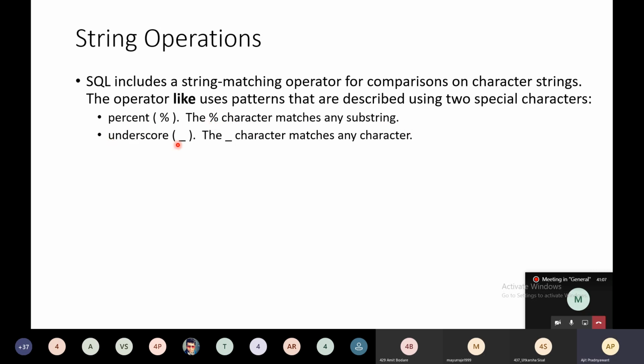Likewise, the underscore symbol is used to match any single character. SQL includes a string matching operator for comparison on character strings. The operator like uses patterns that are described using two special characters. This is the percentage, and the next one is underscore. And these are used in the like clause.